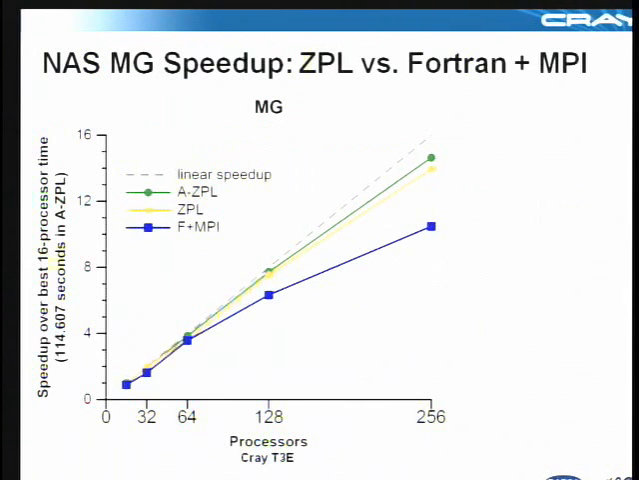Now this is a speedup graph, meaning that higher is better. This dotted line represents ideal linear speedup, and the ZPL figures are in yellow and green. We had 2 different versions we were looking at, whereas the Fortran plus MPI is in the blue. So the nice thing here is not only was the ZPL code shorter, more readable, more maintainable, but it also performed better. And so why is that?